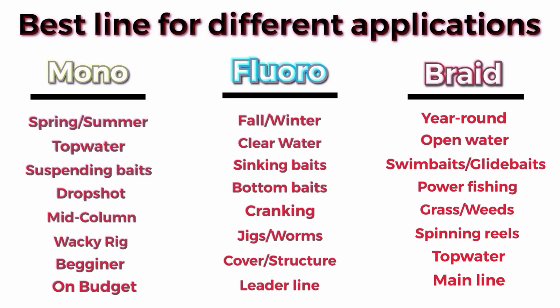So you'll see a lot of anglers in the fall and the wintertime switch to fluoro, if for no other reason, just because it's the lowest visibility line that you can get. As far as baits, it's great for sinking baits, bottom baits, things like jigs, worms, when you want that high sensitivity. It's also great for cranking, deep cranking, when you're working around cover and structure. You can use that with a lot more confidence without having to worry about it getting cut on some brush because of the high abrasion resistance.